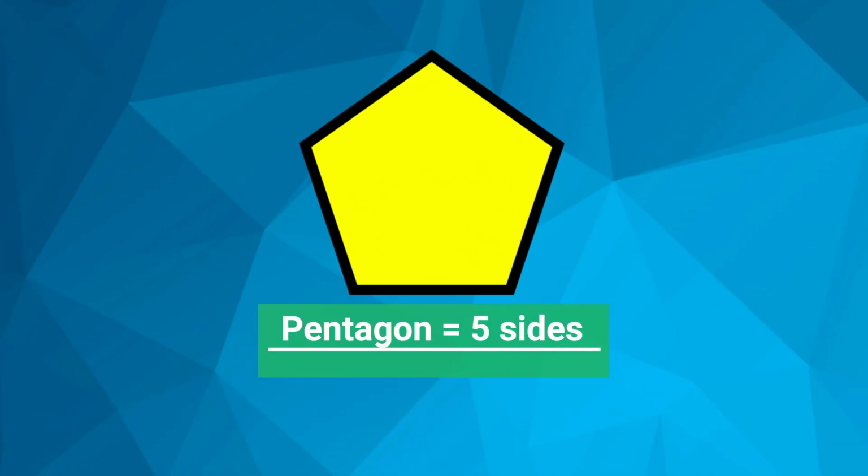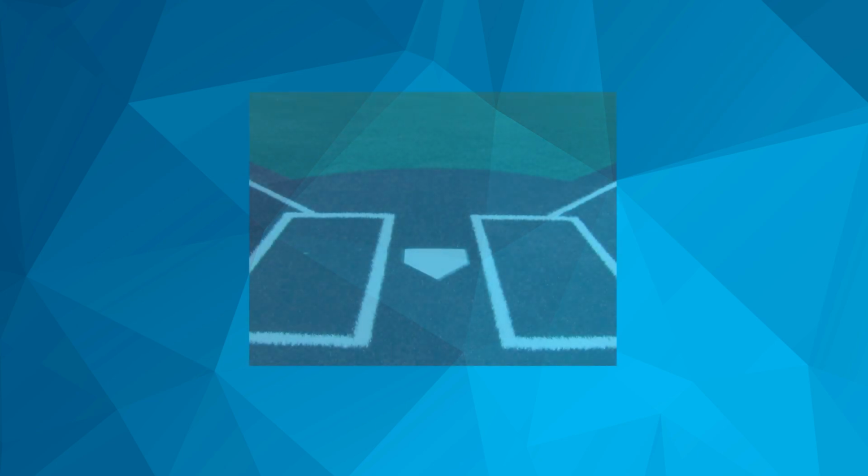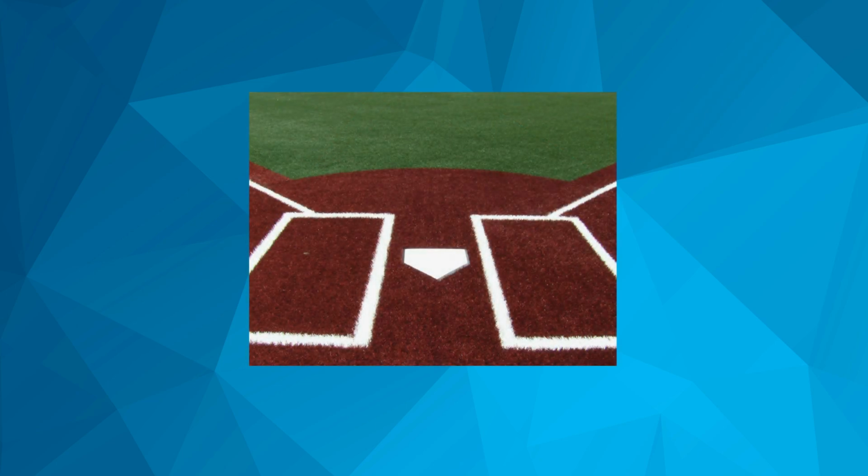A 5-sided figure is called a pentagon. One of the most famous buildings in the United States is called the Pentagon. It's the headquarters for the Department of Defense. Pentagons can be found in sports too, like in soccer balls, as well as the home plate in baseball.